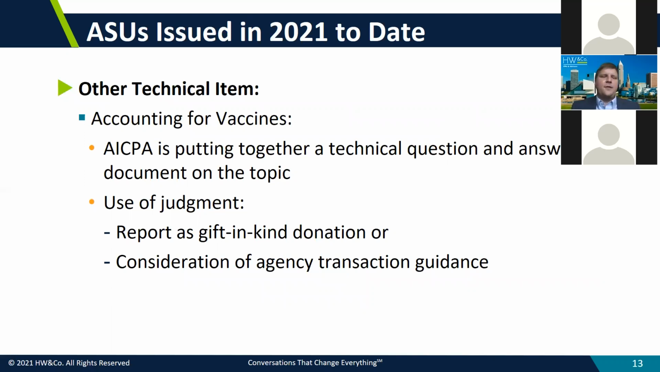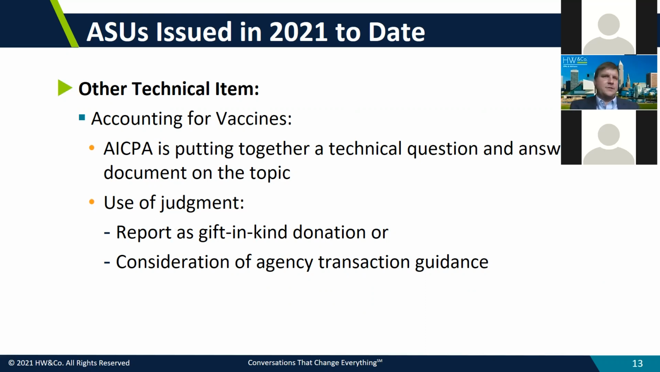So this isn't an accounting standard update that's out there. However, this is on the AICPA's radar, and they're going through and putting together a technical question and answer document to kind of go through that topic. And really, it's probably more prevalent if you're a healthcare nonprofit and you're providing a lot of vaccines, whether it's for your employees, whether it's for your residents, or whatever the case may be. And how do you account for all that?